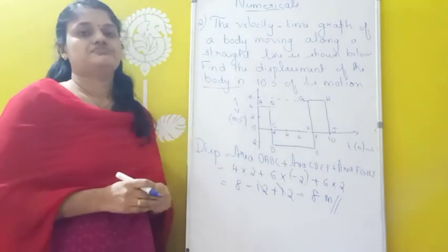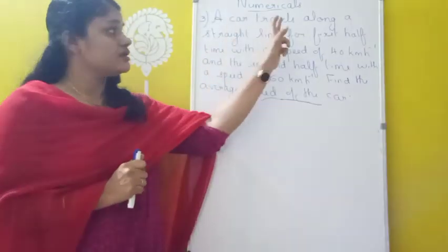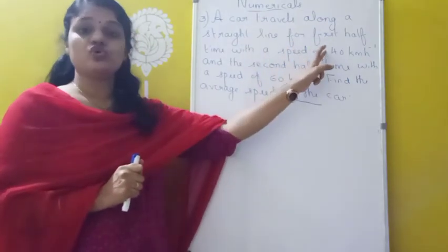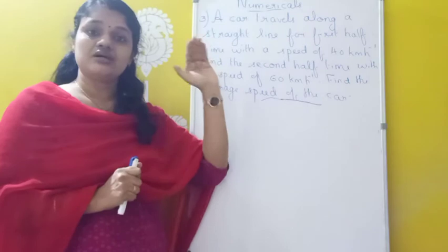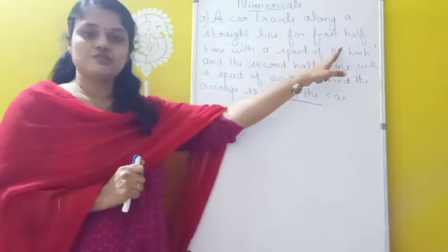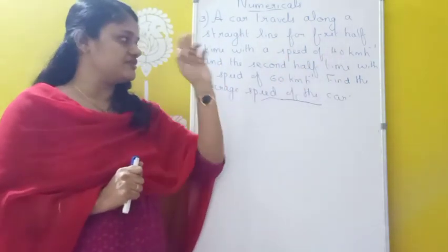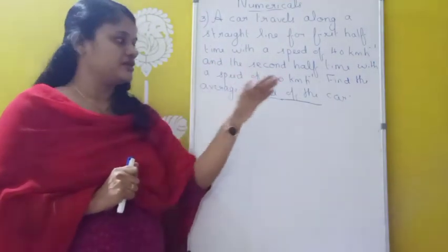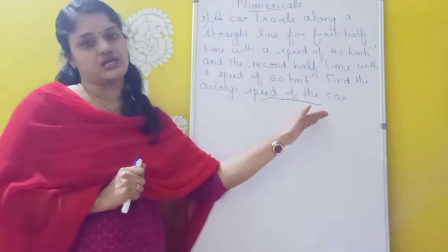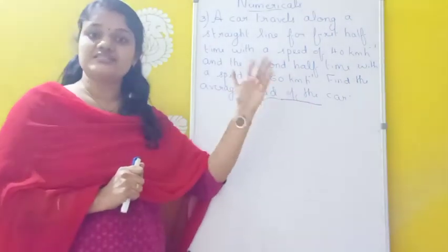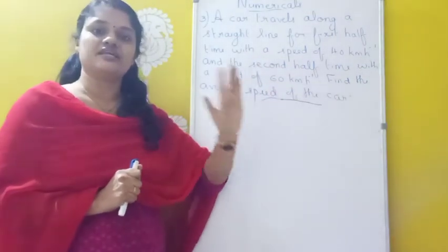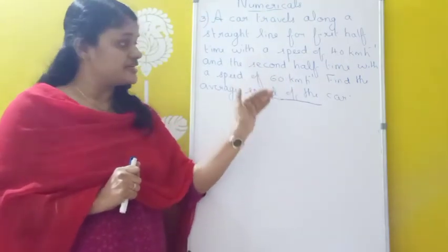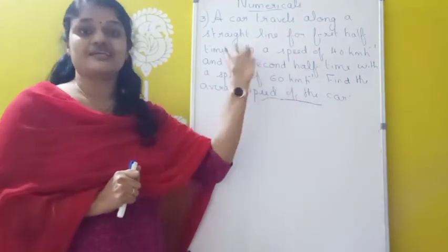Okay. Third problem: a car travels along a straight line for the first half time with a speed of 40 km per hour. So the first half time is covered with a speed of how much? 40 km per hour. And the second half time is covered with a speed of how much? 60 km per hour. And we have to find the average speed of the car. If the first half distance and second half distance were given, we would have the direct formula 2v1v2 divided by v1 plus v2. But here it is given as first half time and second half time.